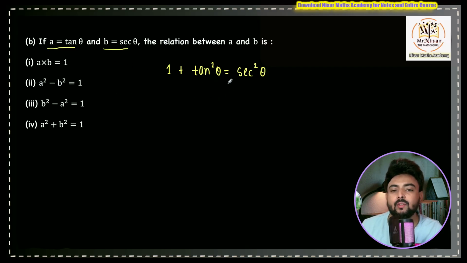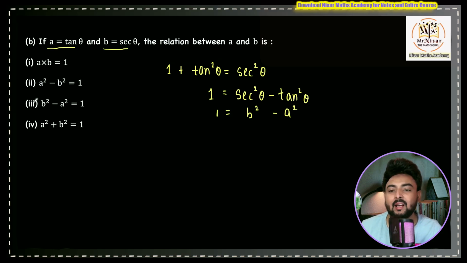So by observing the option, if I transfer this tan square theta to this side, what will happen? It will become sec square theta minus tan square theta is equal to 1. Okay, now let's see what's given in the option. Tan theta is given as A, so tan square theta is A square. Sec square theta is B square, so it is B square minus A square is equal to 1. Which is that option, children? B square minus A square is equal to 1, option number C. I hope it is quite clear. Let's go ahead for the next question.